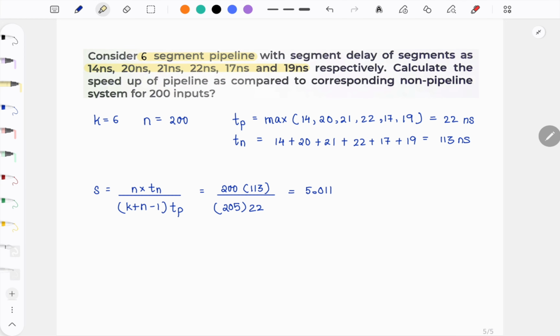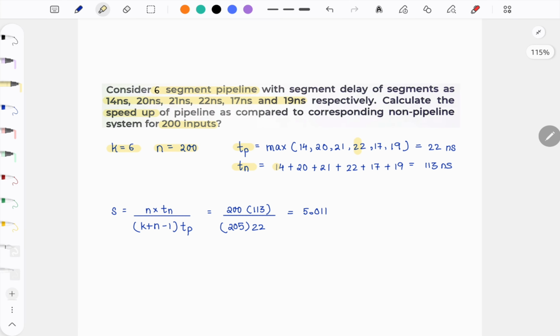So here is another question where a 6-segment pipeline is given with, again, multiple segment delays, and we have to calculate the speed up of pipeline when compared to a non-pipeline system. The number of inputs is 200. So given data: 6 segments, 200 tasks or 200 inputs. In order to find the clock cycle time for this pipeline, Tp, we have to find the maximum of all these. So the maximum is 22, and again we are not given any register or buffer delay. We'll consider it as 0. Now for non-pipeline, we can do nothing but add up all these things, and this will come out to be 130 nanoseconds. We are asked for the speed up ratio, and the formula for speed up ratio is this.